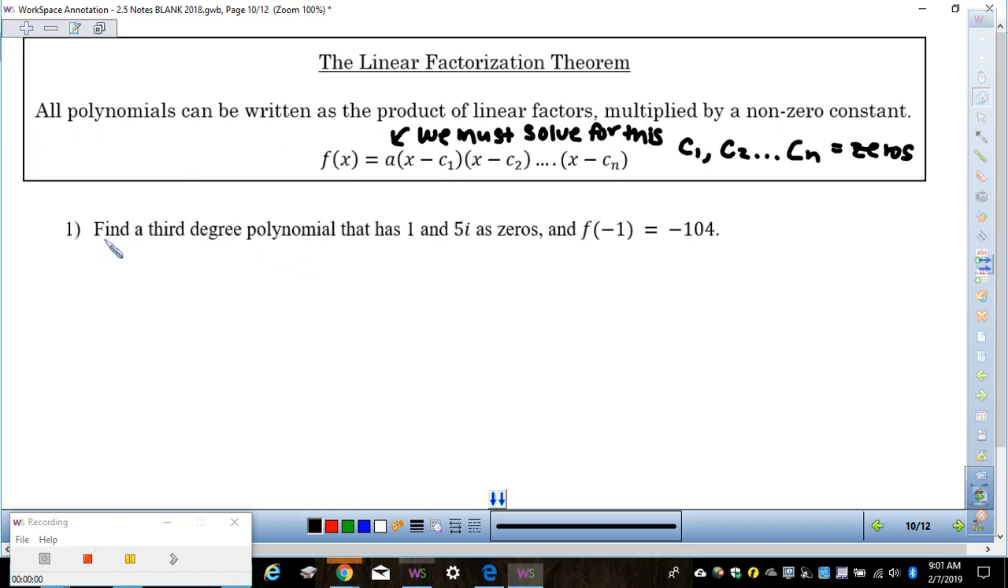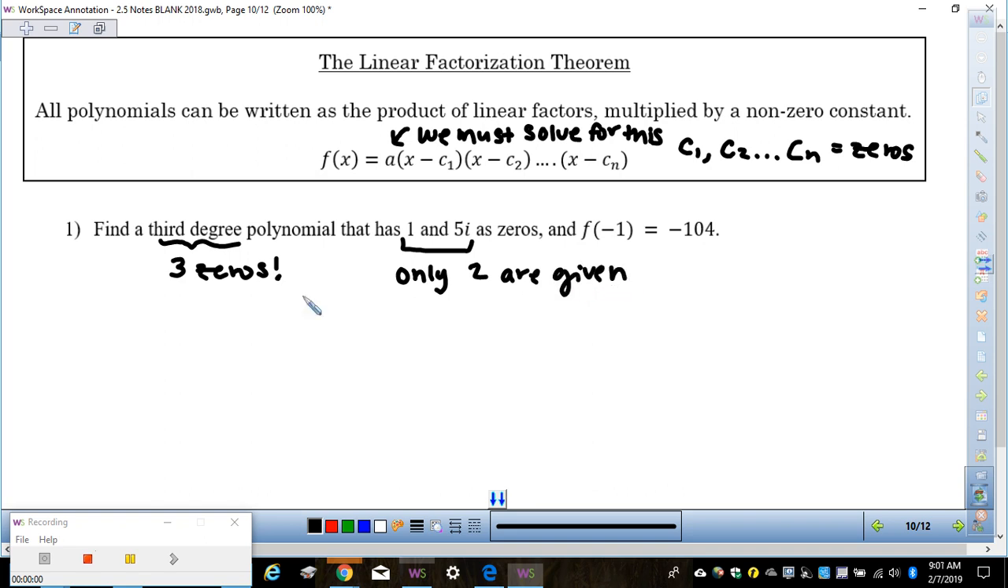So let's look at the way our directions here are stated. This is similar to what you'll see in the assignment from the textbook. It says find a third degree polynomial that has 1 and 5i as zeros and f of negative 1 is equal to negative 104. So third degree polynomial, this means that there will be 3 zeros. But only 2 zeros are given.